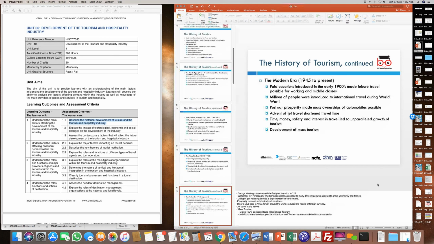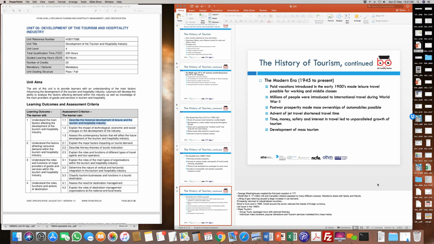So leisure as an aspect actually started to happen sometime in the 18th century, and that paved the way for setting the modern forms of travel and tourism that we see within this industry.